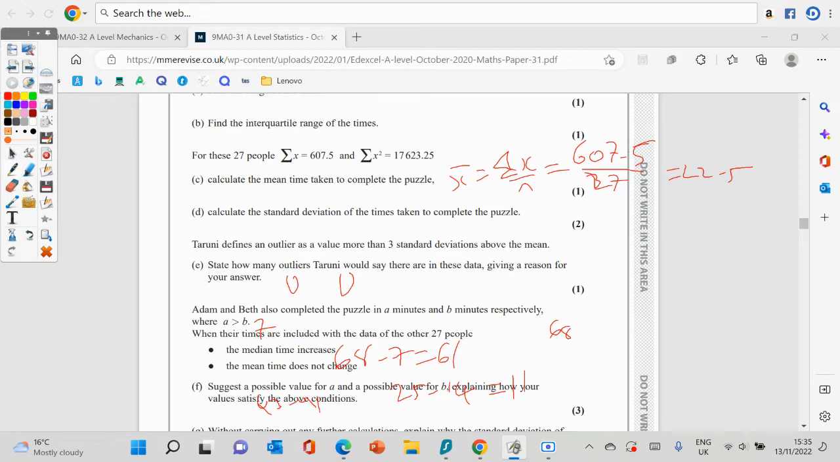Part D, calculate the standard deviation of the times taken to complete the puzzle. Now, standard deviation is going to be sigma, which is the square root of the sum of the x squared over n, minus the square of the mean. If you sub every single bit of that into your calculator, it doesn't tell you to what degree of accuracy. I've got 12.1 on a load of random terms, so I think 12.1 to 1 dp is most accurate. It's just a case of substitution where you've got the sum of the x squared, and the mean, which you've already got as 22.5, so it's fairly straightforward and quick.